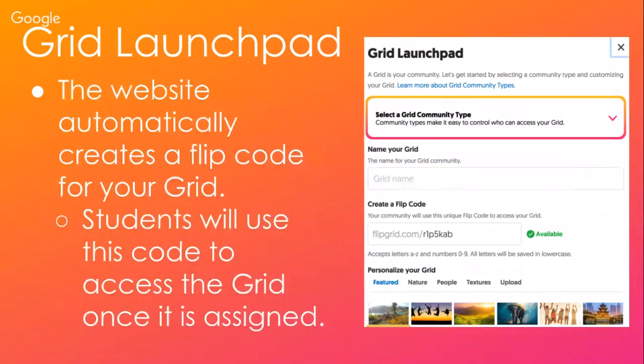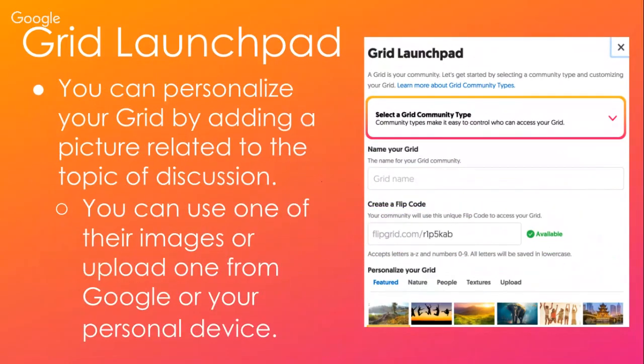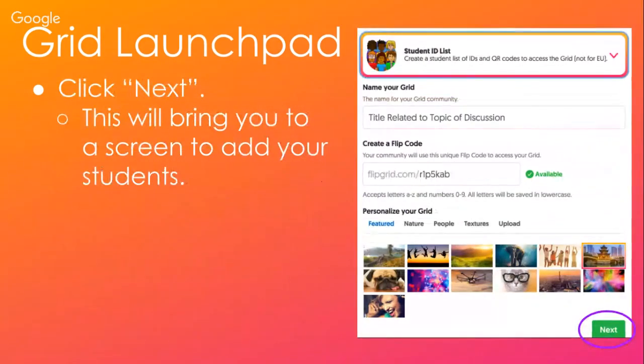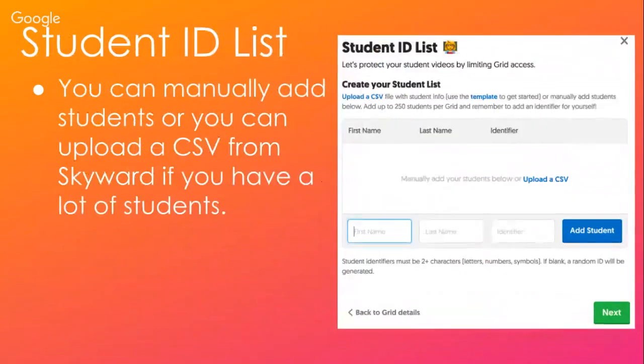And then you're going to name your grid. You can keep the flip code that they assign to you, and then you can personalize your grid by adding a picture. All right, so after you click next, it's going to bring you to the student ID list page. And you can manually add students, or you can upload that CSV from Skyward if you have several students.